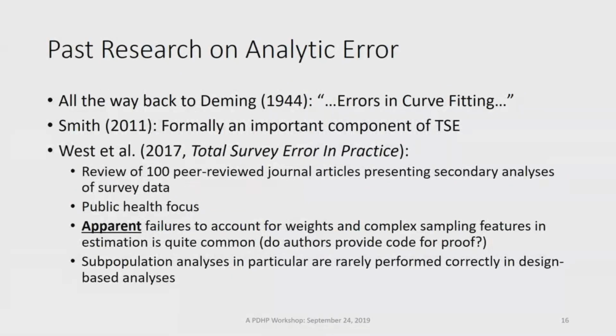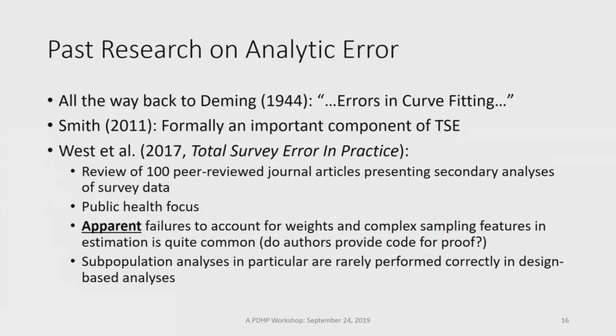Okay, so research on this kind of analytic error goes all the way back to Ed Deming. Some of you may have heard of Ed Deming. He's kind of a godfather of quality control. He revolutionized the way that Japan makes automobiles. Okay? So he was very important in quality control, and back in a 1944 paper in American Sociological Review, he kind of came up with this taxonomy of all the different sources of error in a given survey, and a key source that he focused on was errors in curve fitting and other related errors that can arise in the approach that someone takes to analysis.